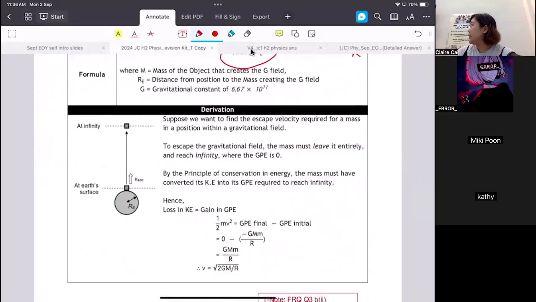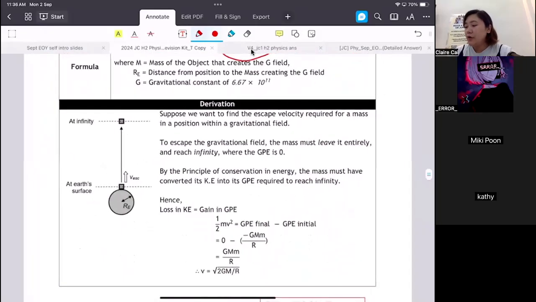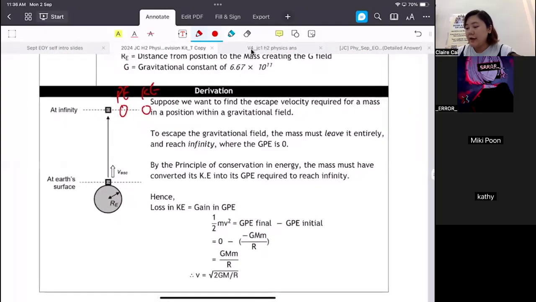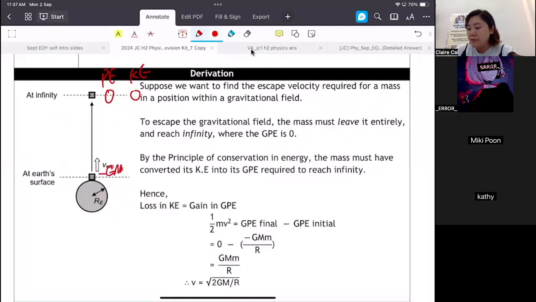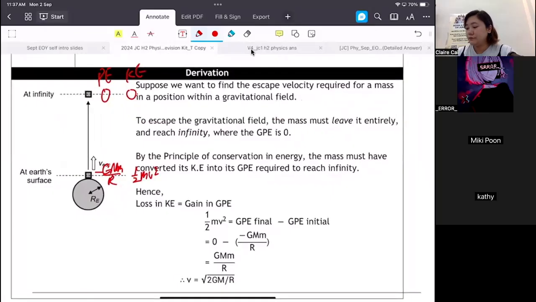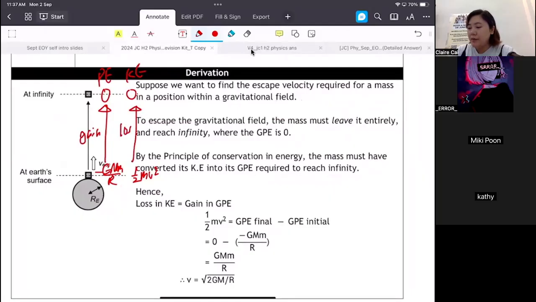Again, if you look at the derivation, we're basically sending it to infinity, so we're looking at the change in energy. At infinity, the PE minimally will be 0, and the KE minimally will also become 0. At the start, the PE will be negative GMm over R, and the KE will be half mv squared. From here to here, there's an increase in PE, but from the initial KE to the final KE there must be a loss. So the minimum amount of energy is the minimum KE needed for the GPE to increase.